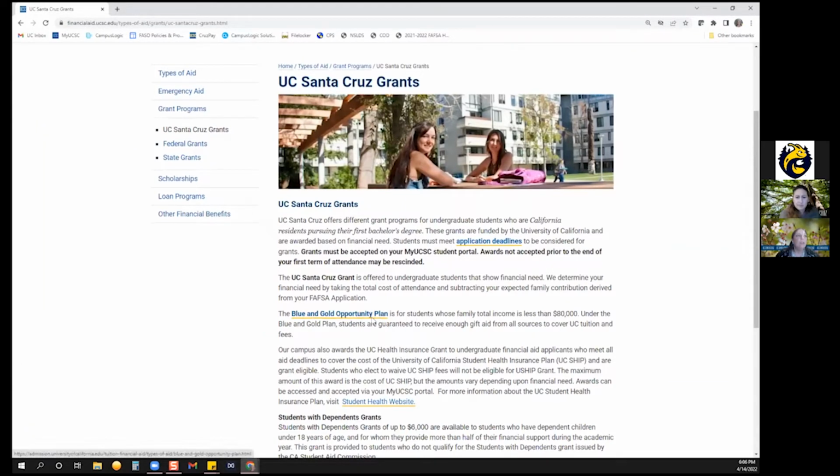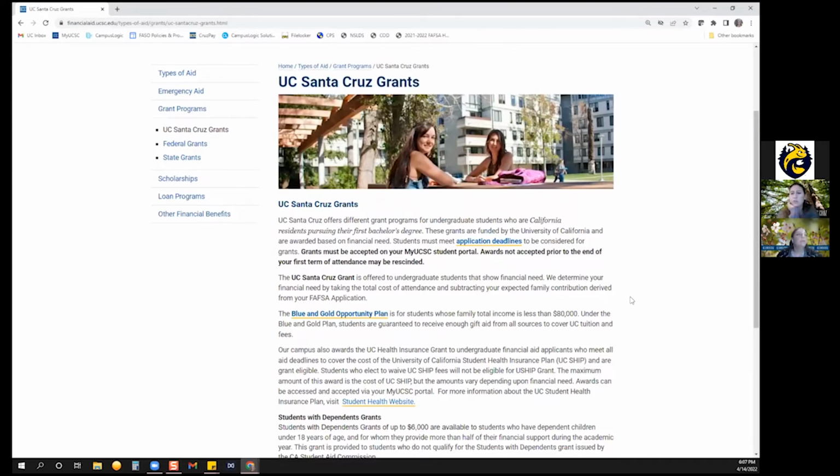The Blue and Gold Opportunity Plan, I talked about those income and asset ceilings. This is one of those types of funds where a family whose total income has to be less than 80,000. But this particular type of plan does not look at assets, where a middle class scholarship does look at both income and assets. So if your family has high assets but low income, you may qualify for Blue and Gold. Great, outstanding. Thank you so much.